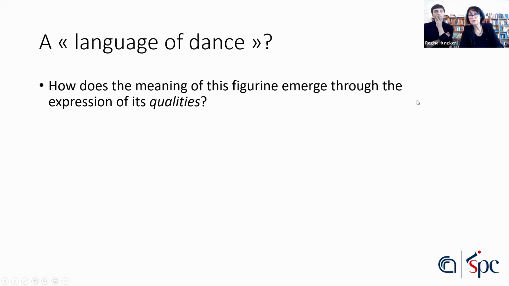One of the main questions could be: is there a language of dance that we can see in these figurines, or in this figurine that I will show you? As already mentioned, the archaeological context is heavily disturbed at this site by locals, so no stratigraphy can be established, and we can work mainly with typology and with our observations. How does the meaning of this figurine emerge through the expression of its qualities?